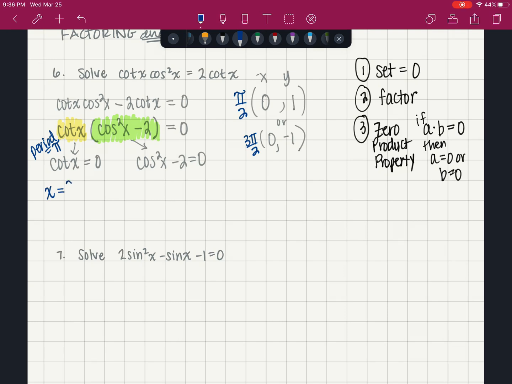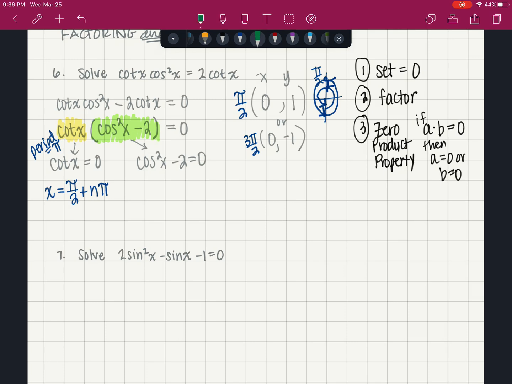Here, x is going to equal pi over 2 plus n pi. When I add pi to pi over 2, here's pi over 2. When I add pi to pi over 2, I'm going to get 3 pi over 2. And then when I add pi, I end up on the positive y-axis. When I add pi again, I get on the negative y-axis, and so on and so forth. So there's one solution that's going to work.